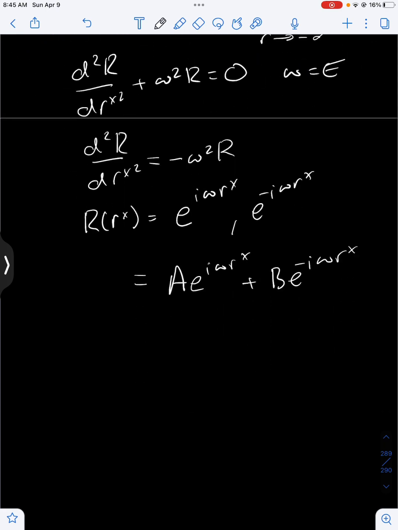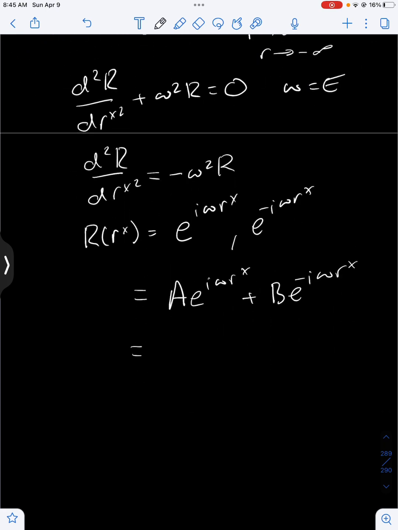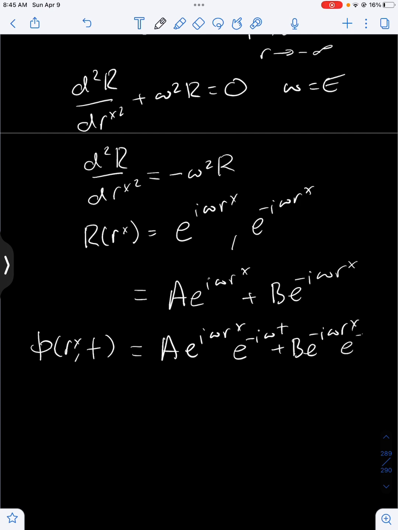We can plug that in, giving us phi of r conjugate, t. That's going to be a e to the I omega r conjugate, e to the minus I omega t, plus b e to the minus I omega r conjugate, e to the minus I omega t. Doing some combining gives us a e to the I omega (r conjugate minus t), plus b e to the minus I omega (r conjugate plus t).